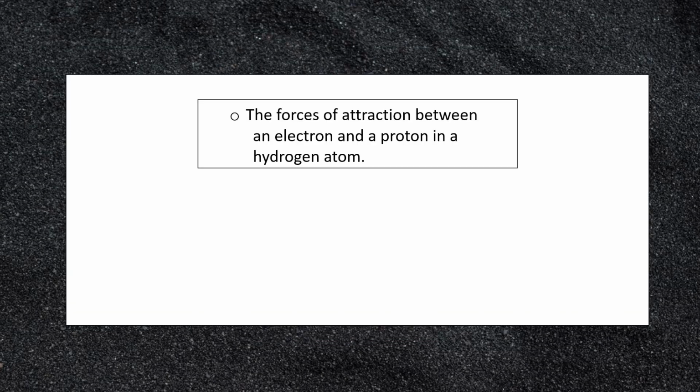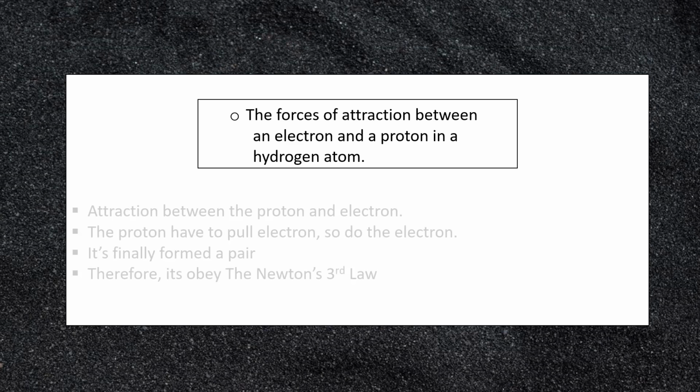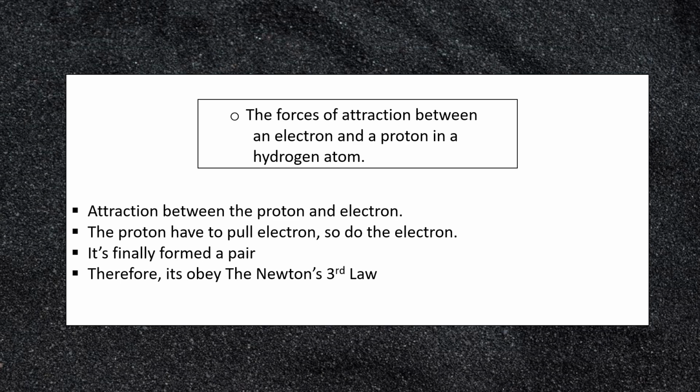The first one is the forces of attraction between an electron and a proton in a hydrogen atom. This situation is an attraction between the proton and the electron. The proton pulls the electron, and the electron also does the same thing, it pulls the proton also. It finally forms a pair. So therefore, it obeys Newton's law.